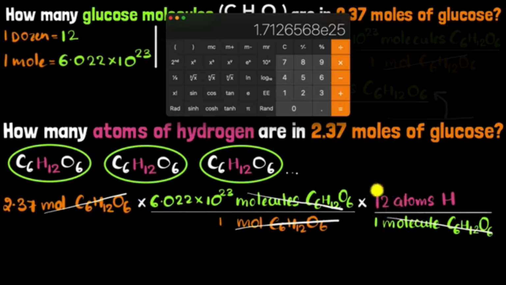But wait a second, what about this one? Aren't there 2 significant figures here? No, because this is not a measurement. Every glucose molecule has exactly 12 hydrogen atoms. So this is not a measurement, and therefore our significant figures are not limited by this number. It's limited by this number. So there are 3 significant figures, and we have to round it off to 3 significant figures. So it would be 1.71 times 10 to the power 25.